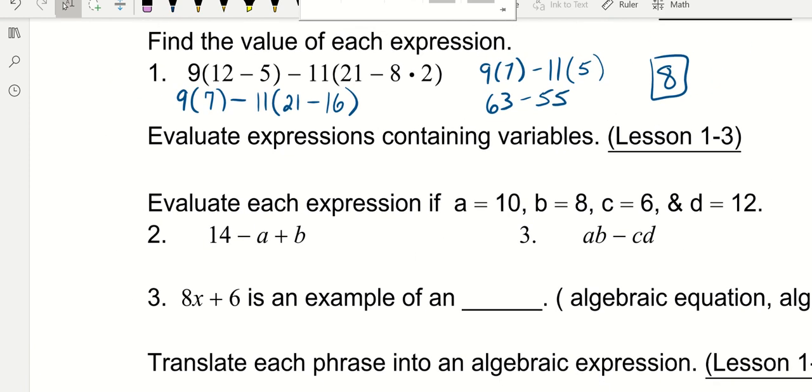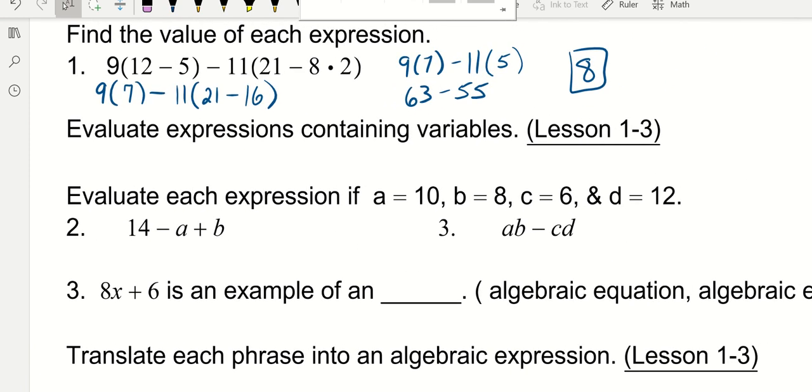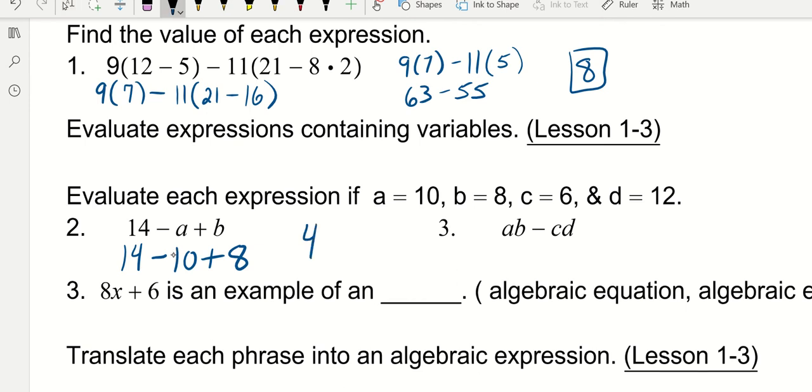All right, moving on to number 2. Evaluate each expression if A equals 10, B equals 8, C equals 6, and D equals 12. All we have to do is substitute, so please do show your substitution. 14 minus A, which is 10, plus B, which is 8. We have subtraction, we have addition. So in PEMDAS, remember with addition and subtraction, they're kind of tied. And the way you break the tie is you work it left to right. So looking at this left to right, we come to the subtraction first, and then the addition second. So we're going to take care of the subtraction first. 14 minus 10 is 4, plus 8, and we get a sum of 12 there.